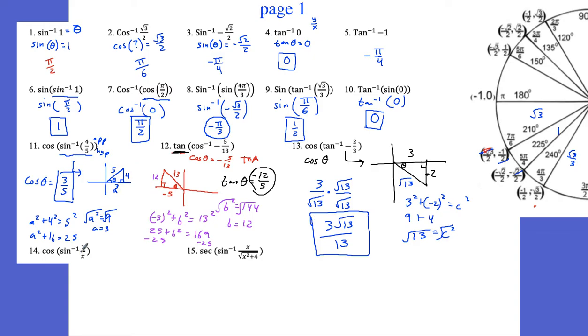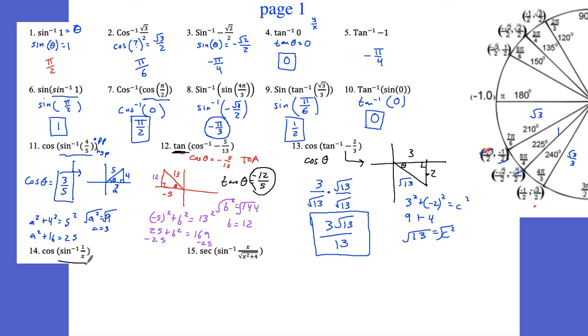Okay. Now we have more of the same, like 11 through 13, but instead of them both being integers, whether it's 4/5 or negative 5/13, now we have variables. So the nice part about variables is that we can solve these just by drawing a triangle in the first quadrant. So always first quadrant.